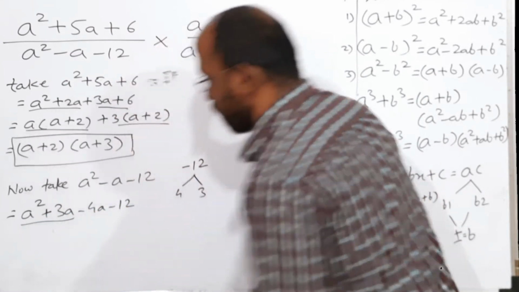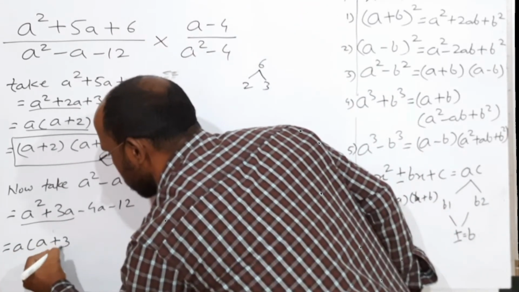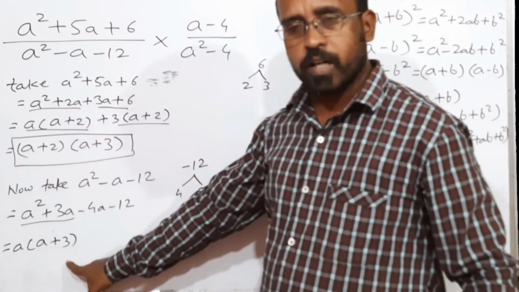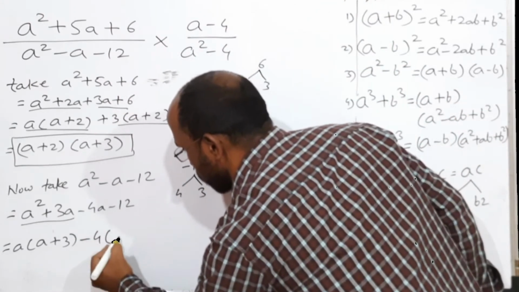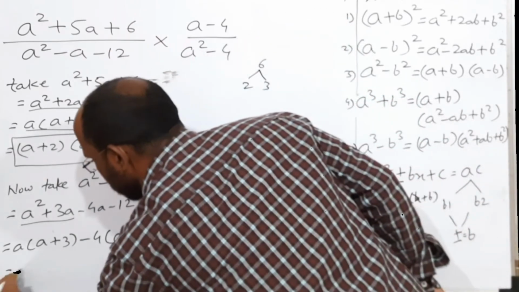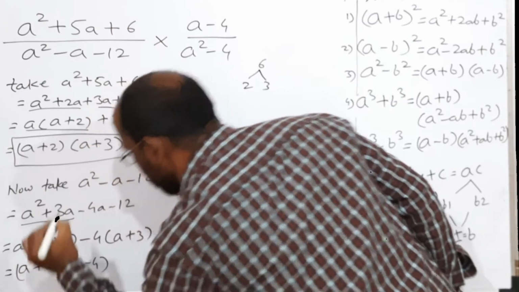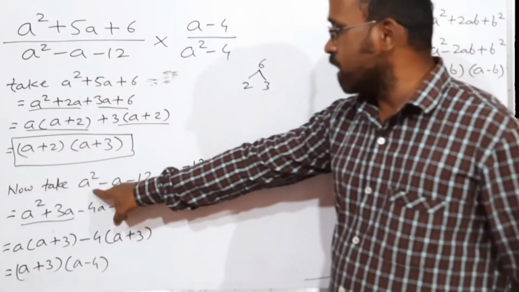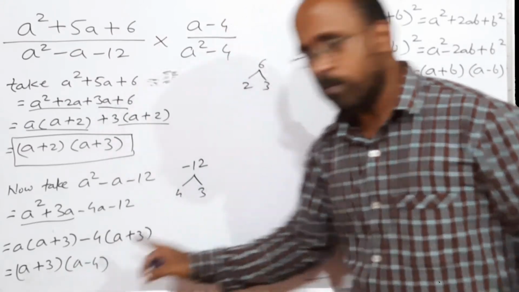Now among this pair we can take a common. So here it will remain a plus 3. Minus 12 divided by plus 3 minus 4. So take minus 4 common. Here it will remain a plus 3. Take a plus 3 common. So here it will remain a minus 4. So this a square minus a minus 12 is factorized into a plus 3 into a minus 4.